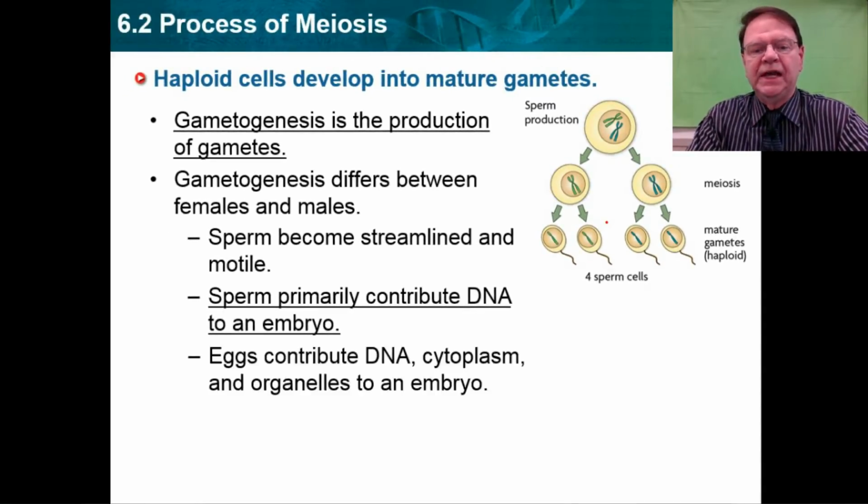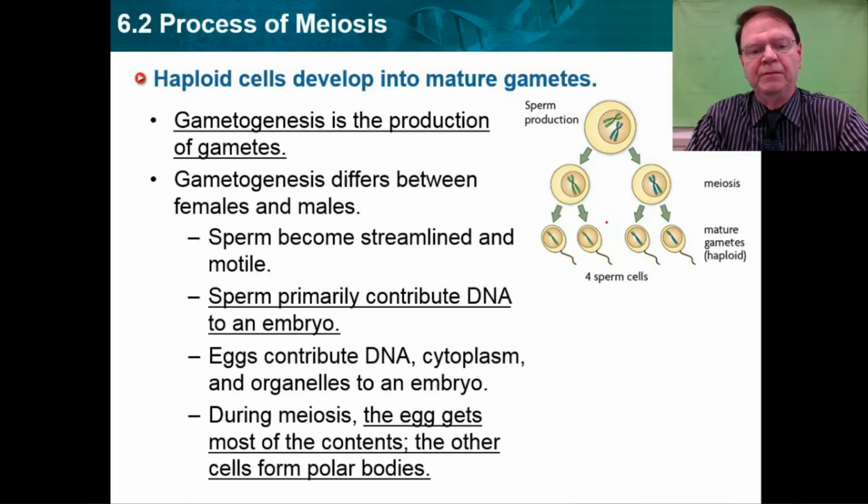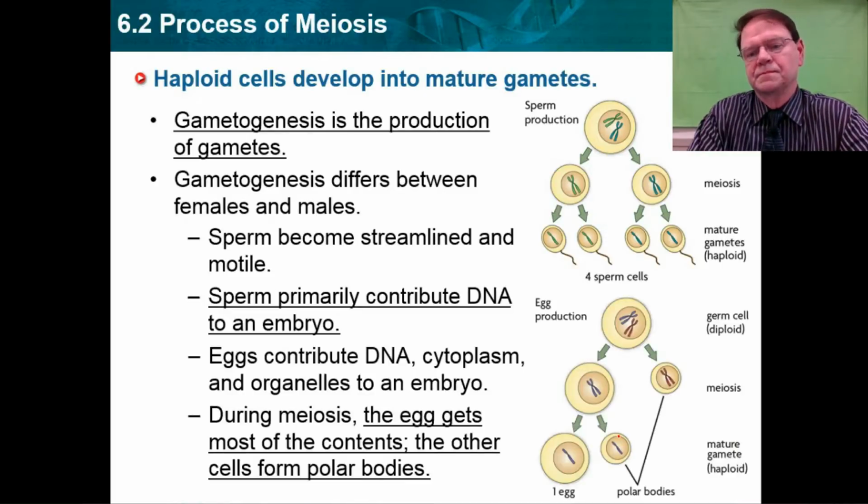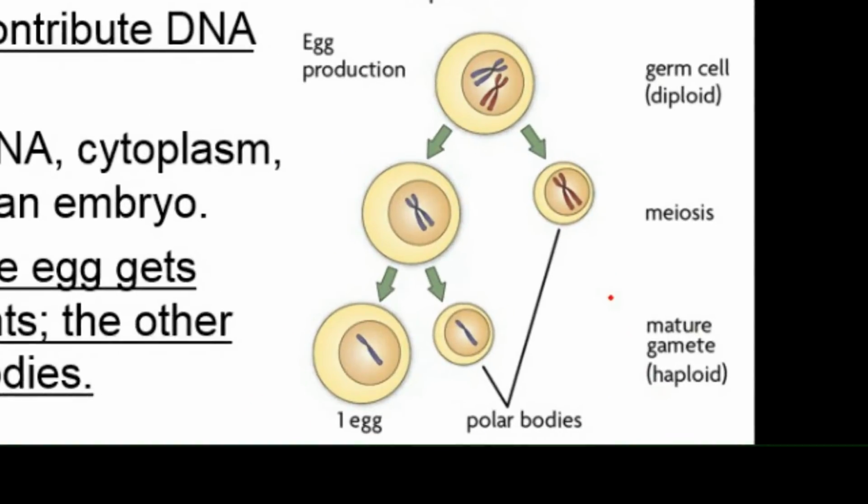Eggs contribute DNA, cytoplasm, and organelles to the embryo. So there's much more there that is going to be contributed by the female. And during meiosis, the egg gets most of the contents. The other cells are going to form polar bodies. Well, what does that look like? Let's take a further look. And so, like in the males, in the female, you can see that we're starting out with one germ cell that we see pictured here.